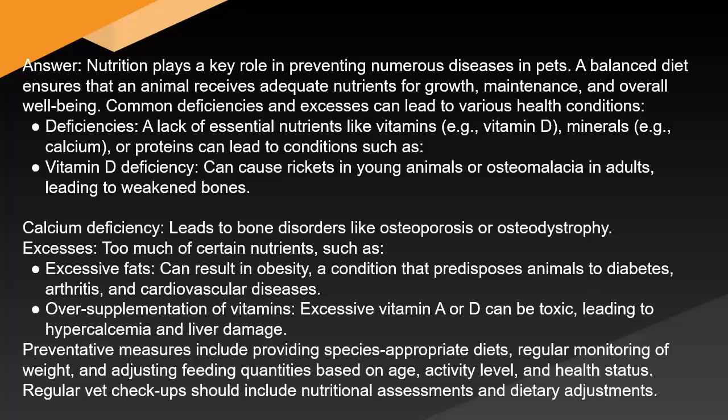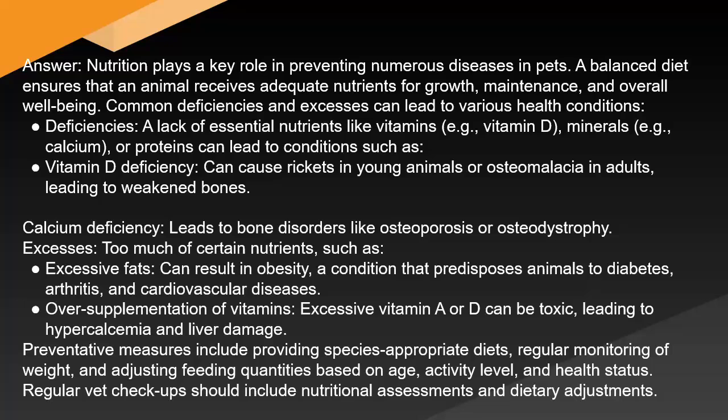Deficiencies: a lack of essential nutrients like vitamins, e.g., vitamin D, minerals, e.g., calcium, or proteins can lead to conditions such as vitamin D deficiency, which can cause rickets in young animals or osteomalacia in adults, leading to weakened bones. Calcium deficiency leads to bone disorders like osteoporosis or osteodystrophy.